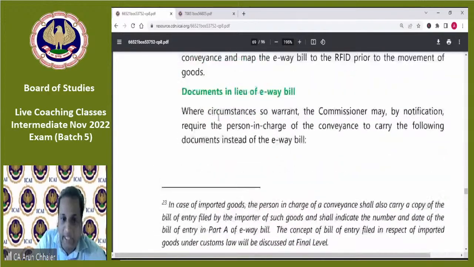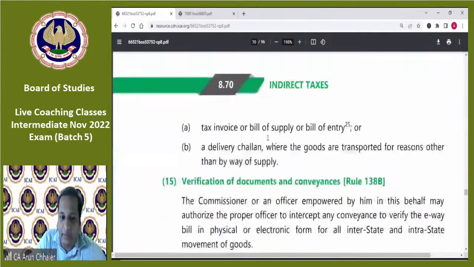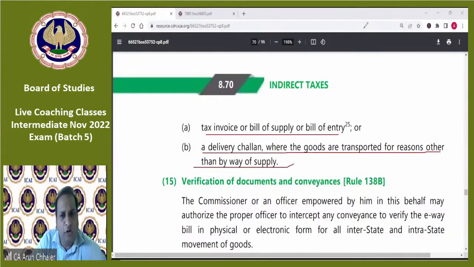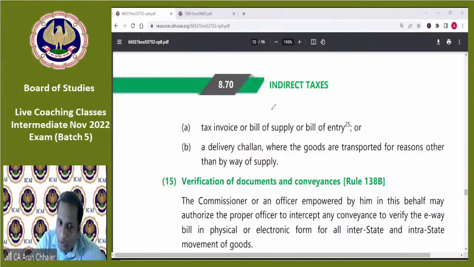Document in lieu of e-way bill: where circumstances so warrant, the commissioner, by notification, may require the person in charge to carry the following documents instead of the e-way bill: tax invoice or bill of supply or bill of entry, or delivery challan where the goods are transported for reasons other than by way of supply. So the commissioner has the power. In certain circumstances, he can issue a notification and relax the requirement of the e-way bill. That is not fixed; it is on a case-to-case basis. Might be in the COVID period, they relaxed it for some time.